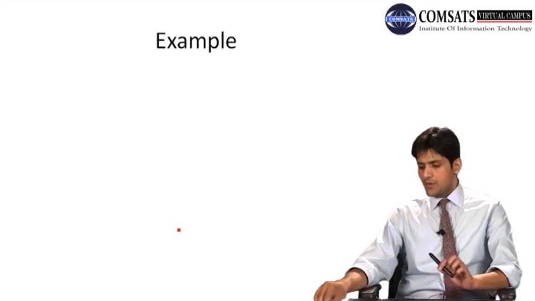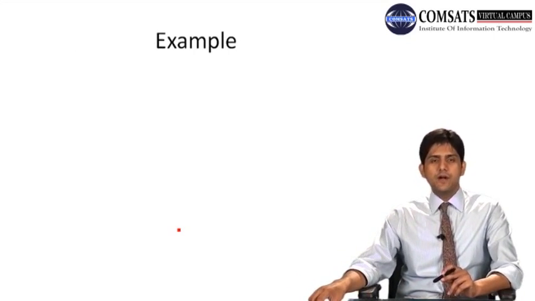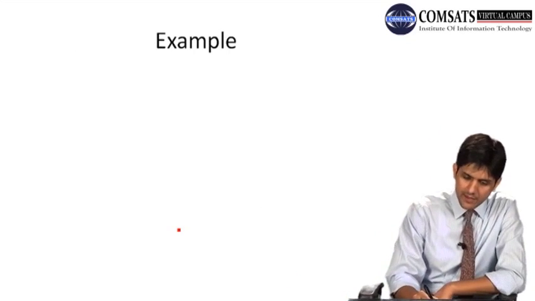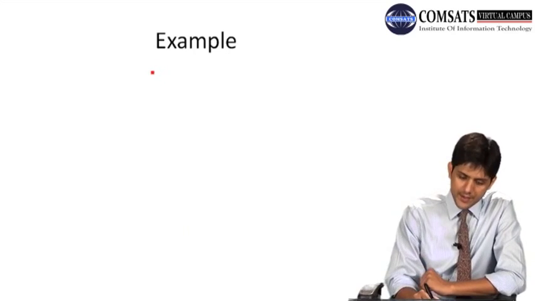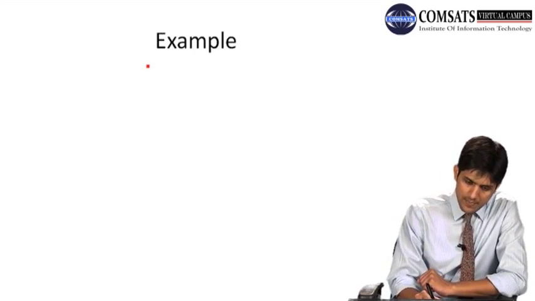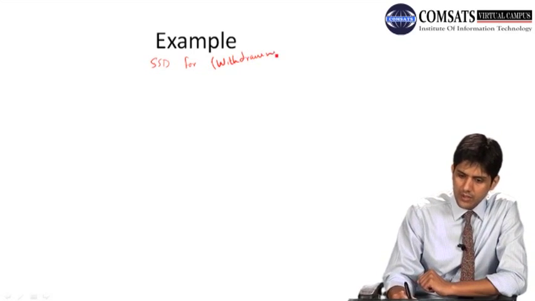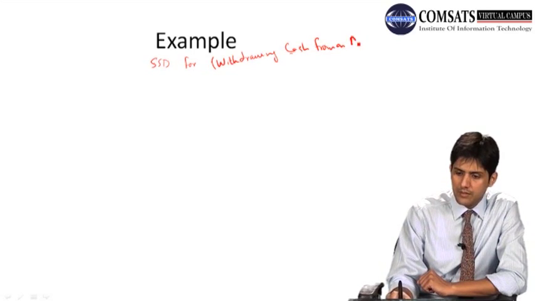Now first of all, let's do a quick example of a customer who is trying to withdraw cash from an ATM. So the scenario that we are trying to model here is a system sequence diagram for withdrawing cash from an ATM.